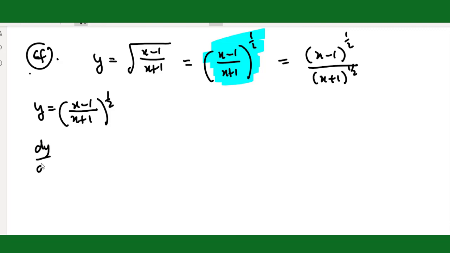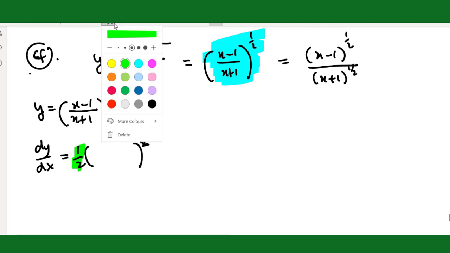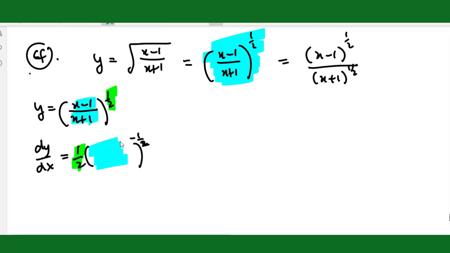Differentiate y with respect to x, dy/dx. Use the power rule: 1 over 2, and 1 over 2 minus 1 is negative 1 over 2. So rewrite and copy everything, then differentiate whatever is in the bracket. You may differentiate it right away or write down this one first, and then next step we differentiate this one.